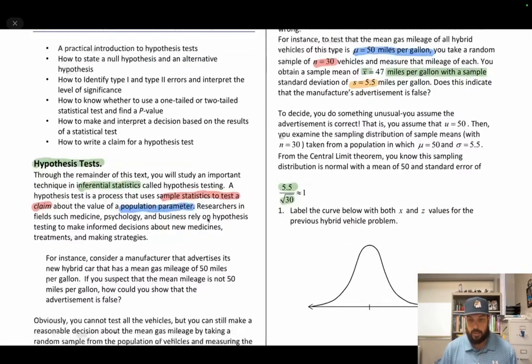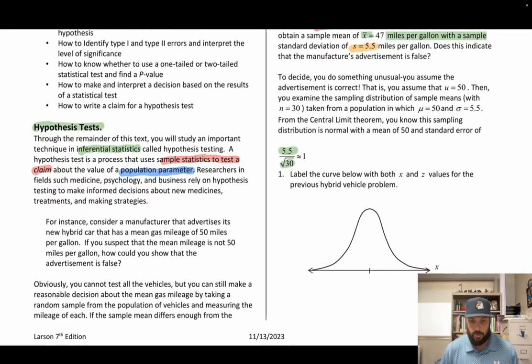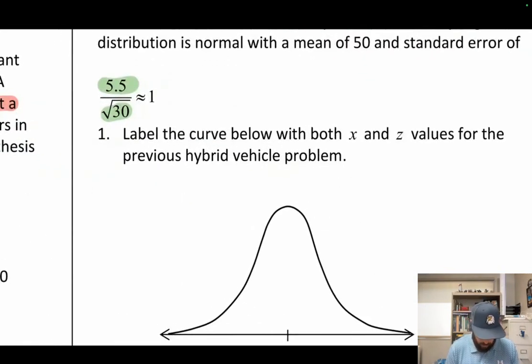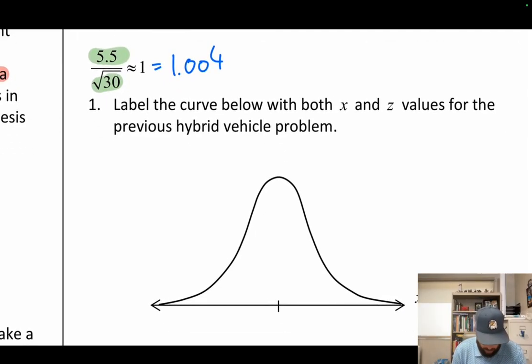So we want to label below with both the x and z values for the previous hybrid vehicle problem. And then we're going to be a little more accurate here. So once we work this out, it's 1.004. And then we're going to label our graph here. So we know that z equals our x bar minus mu over standard deviation over the square root of n.